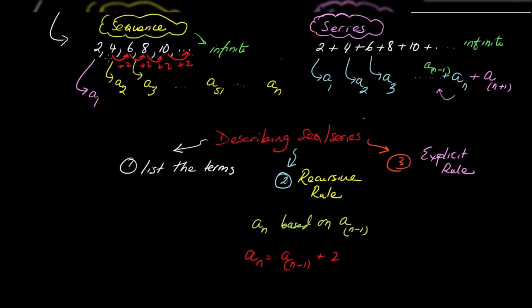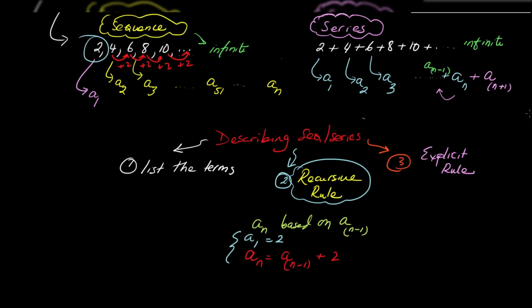But this will give you the rule, and the rule will not be very helpful unless you know what the first term is. So when you're describing a sequence or a series using the recursive rule, you have to give the rule, but you also have to give what the first term is. So you have to say a sub 1, the first term, is 2. Using this description, you can derive the entire sequence or series from these two facts. I know the first term is 2, and I get the subsequent terms by adding 2 to this.